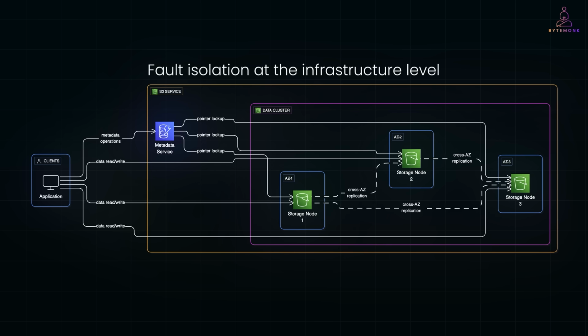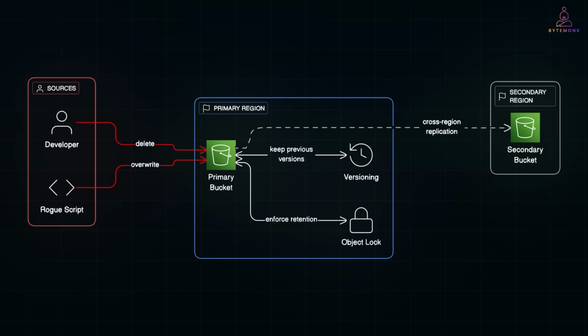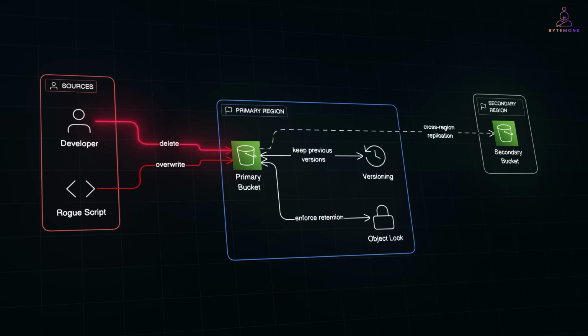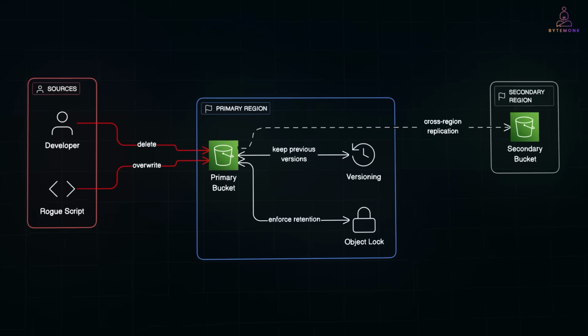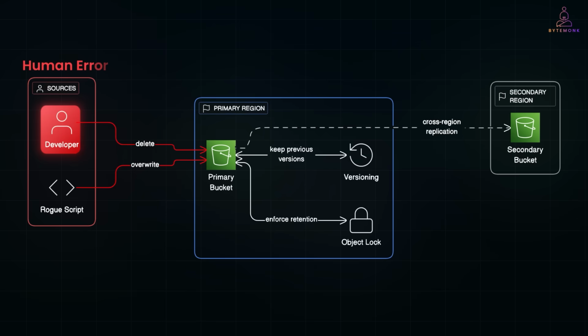Now, here is a twist. Not all data loss comes from hardware failure or natural disasters. Sometimes, it's just us. Maybe someone deletes the wrong file, maybe a script goes rogue and overwrites critical data. And it happens more often than we like to admit. That's why S3 has built-in defenses against human error too.